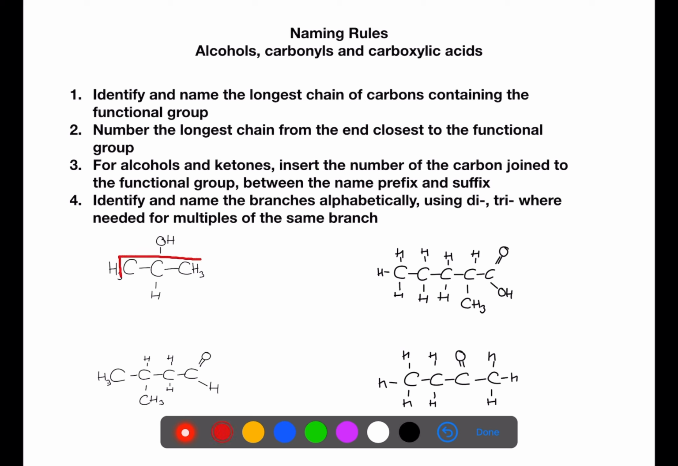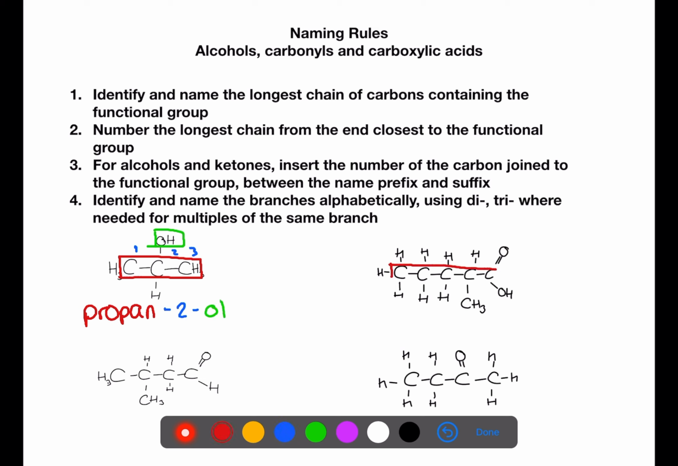In this first example, the longest chain contains 3 carbons. We can number from either end. Here we have 1, 2, 3. The functional group hydroxyl is on the 2nd carbon. This gives us the name propan-2-ol, where the 2 tells us where the hydroxyl group is situated.